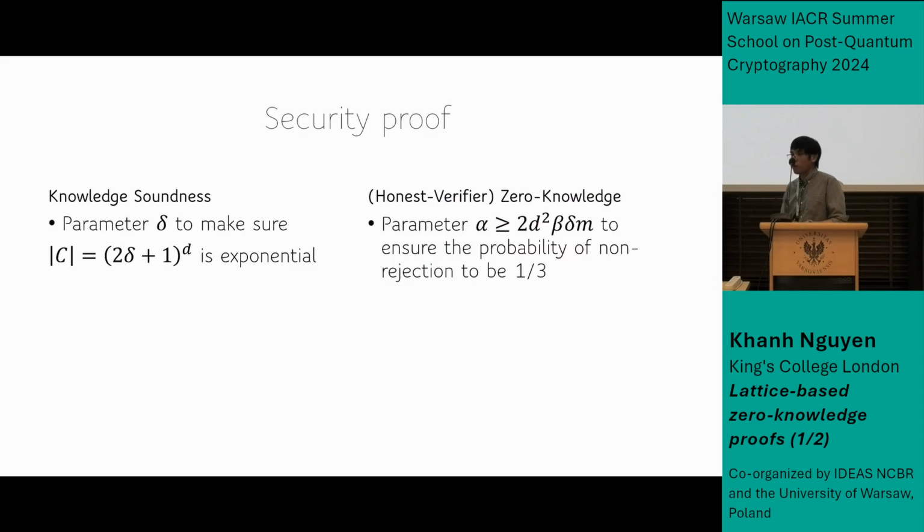So for zero knowledge, I need alpha big enough so that the non-rejection probability is big enough. We want delta to be small enough, but still big enough so that the size of the challenge space is exponential, but then we also need to pick a big enough alpha to make sure it doesn't leak any information about the secret. So I think it's a good place to stop. Any questions?